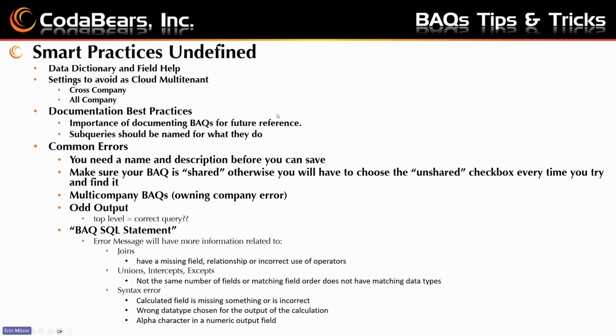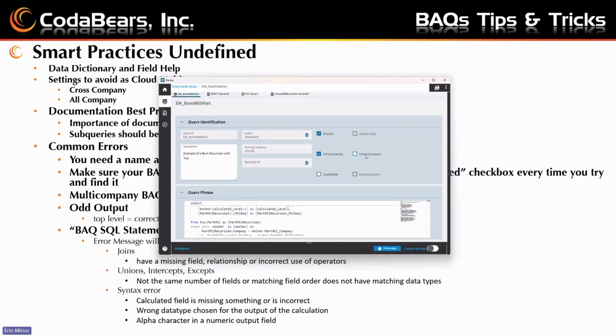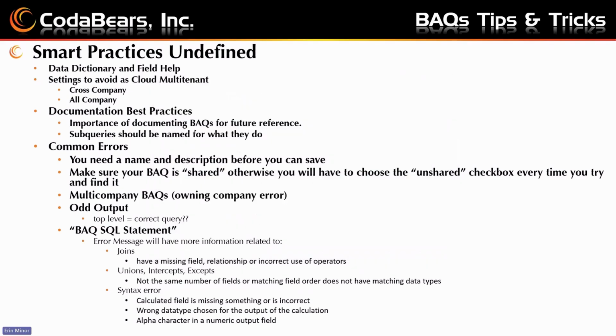Settings to avoid is the cloud multi-tenant. Cross-company and all-company, do not choose those. You will get errors because you do not have access to all companies for cross-companies. So this and this one, be careful with because you are sharing an SQL. So when you do that, it thinks you want to query all the other companies that are on the shared SQL system. So it gets mad.